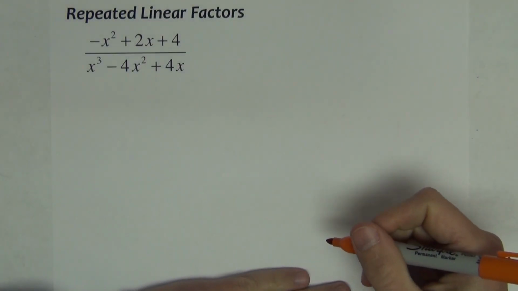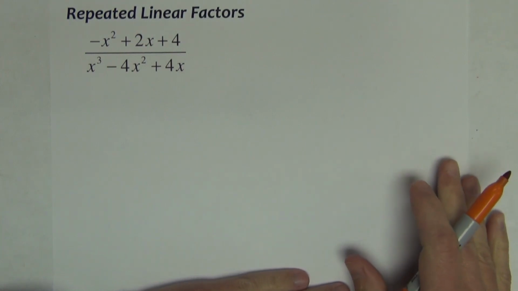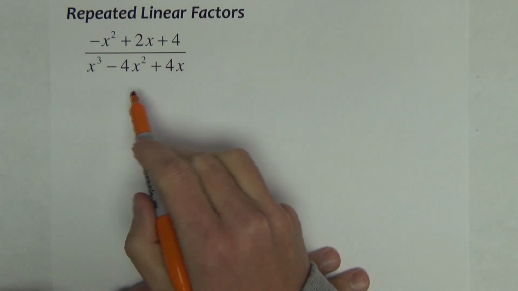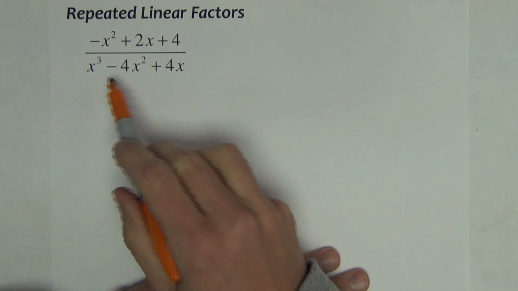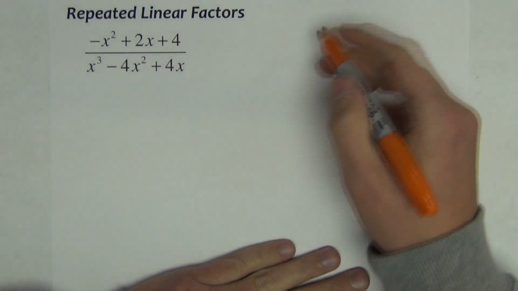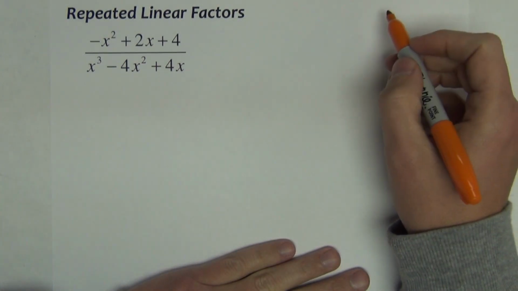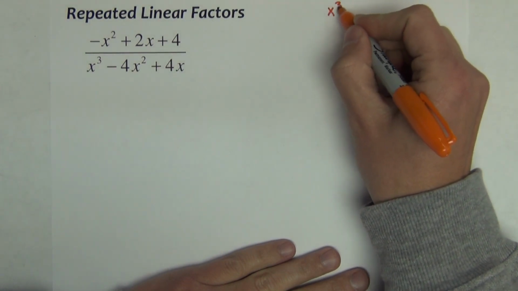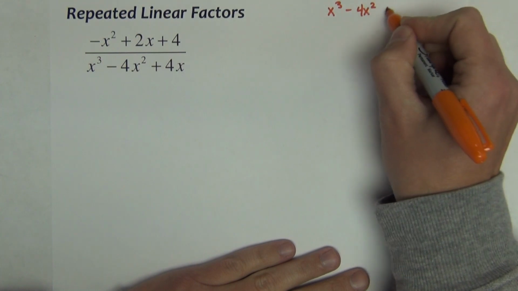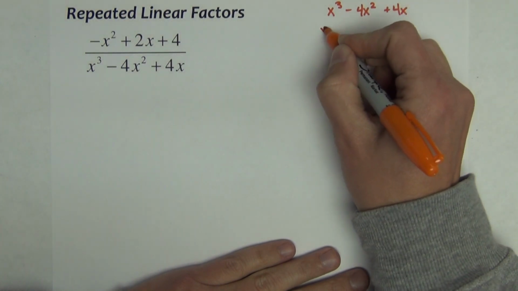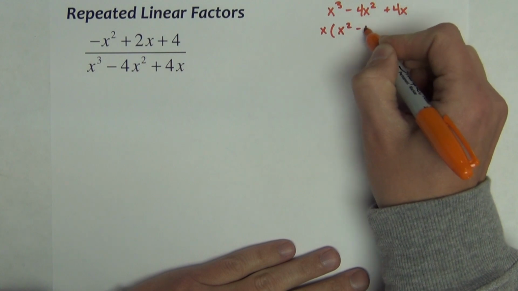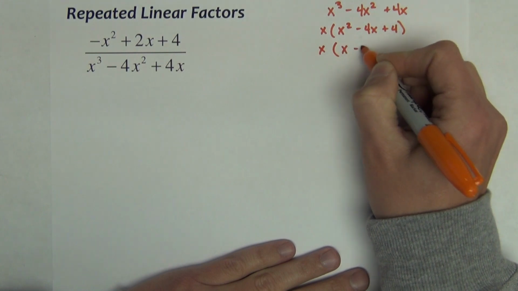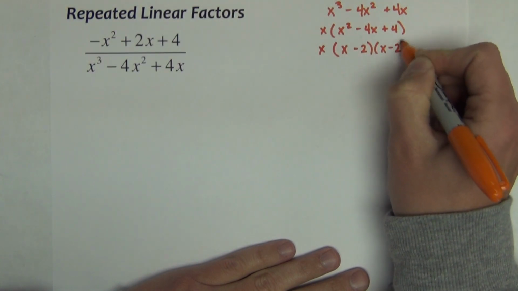Alright, the next one I want to show you that often shows up is an example that has repeated linear factors. So the first step, again, from the last problem, is to factor this denominator out completely. So why don't I come up here and do the work to factor that denominator just to save some space. The denominator, x cubed minus 4x squared plus 4x has a common factor of x. And if I factor that trinomial, it factors x minus 2, x minus 2.